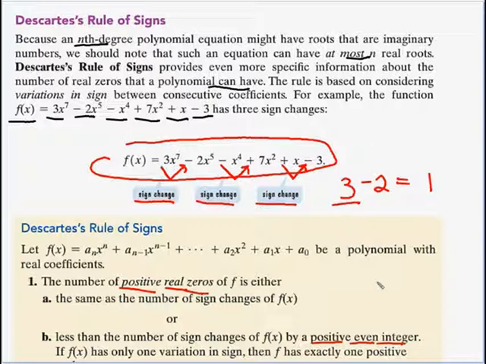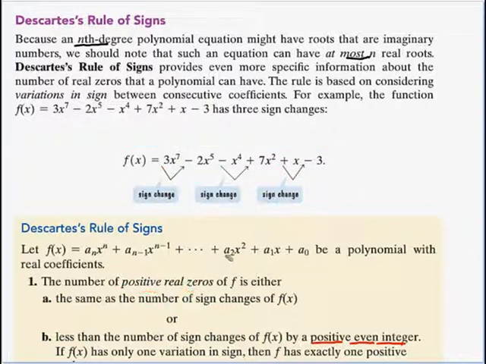So here we can have 3 or 1 positive real roots. If we had a long polynomial with 9 sign changes, you could have 9 real roots, or 2 less than that, 7 real roots, or maybe 5 real roots, or 3 real roots, or 1 real root. You know, you just keep subtracting 2's until you can't go any lower.